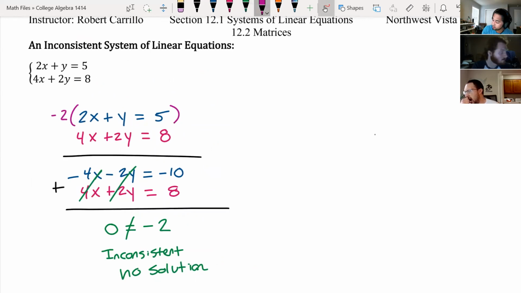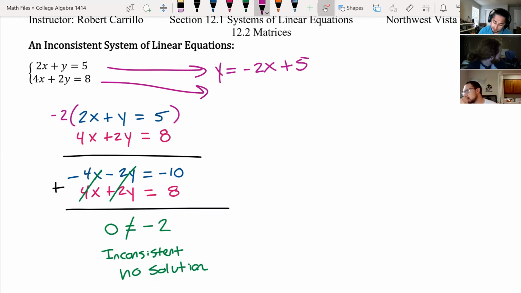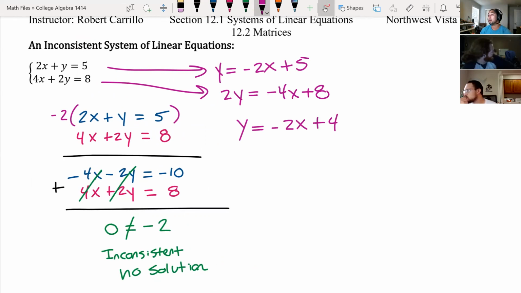If you were to solve this by graphing, the first equation would be y equals -2x plus 5. The second equation would take a little bit of work. 2y equals -4x plus 8. Divide by 2, and y would equal -2x plus 4. We see that these two equations have the same slope. And if two equations have the same slope, this means that when you graph them, they will be parallel.